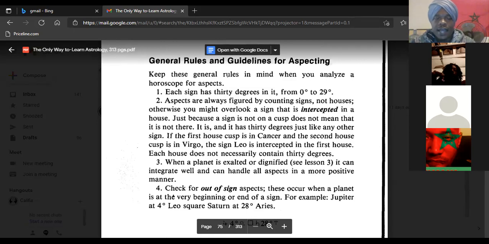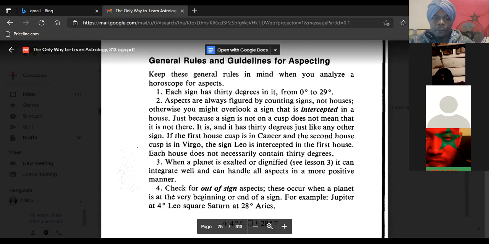1. Each sign has 30 degrees in it, from 0 degrees to 29 degrees. 2. Aspects are always figured by counting signs, not houses. Otherwise, you might overlook a sign that is intercepted in a house. Just because a sign is not on a cusp does not mean that it is not there. It is. And it has 30 degrees, just like any other sign. If the first house cusp is in Cancer and the second house cusp is in Virgo, the sign Leo is intercepted in the first house. Each house does not necessarily contain 30 degrees.